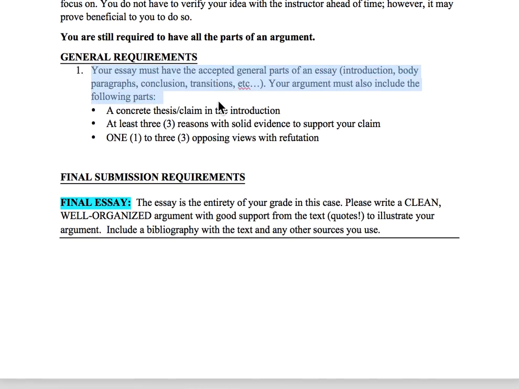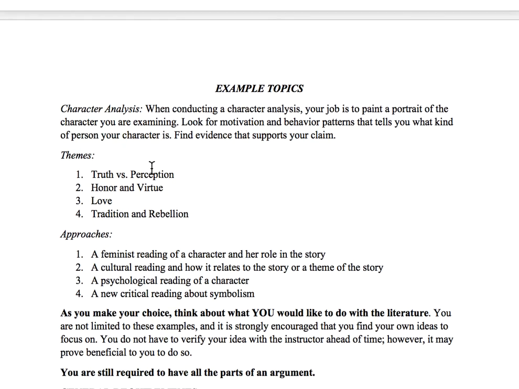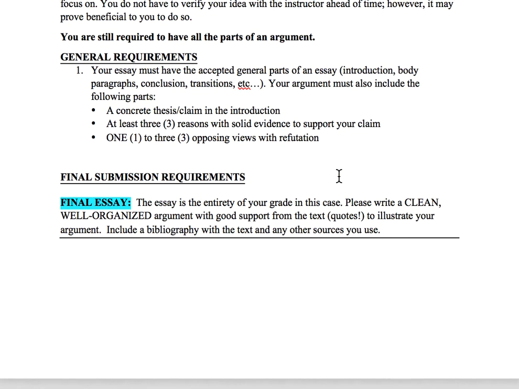So your essay needs to have the usual parts of an essay, a good concrete thesis or claim, and that's where you'll say you're looking at a particular character, a particular theme, or an approach, and what that argument is. So intro, body paragraphs, conclusion, etc. And then you also need to have 3 reasons with solid evidence, which means pulling specific quotes from the text to support your ideas, and then 1 to 3 opposing views with refutations. Your final essay just needs to make sure that you have a clean, well-organized argument with good support from the text, meaning quotes, to illustrate your claims. And then include a bibliography with the text on it and any other sources that you may have used.